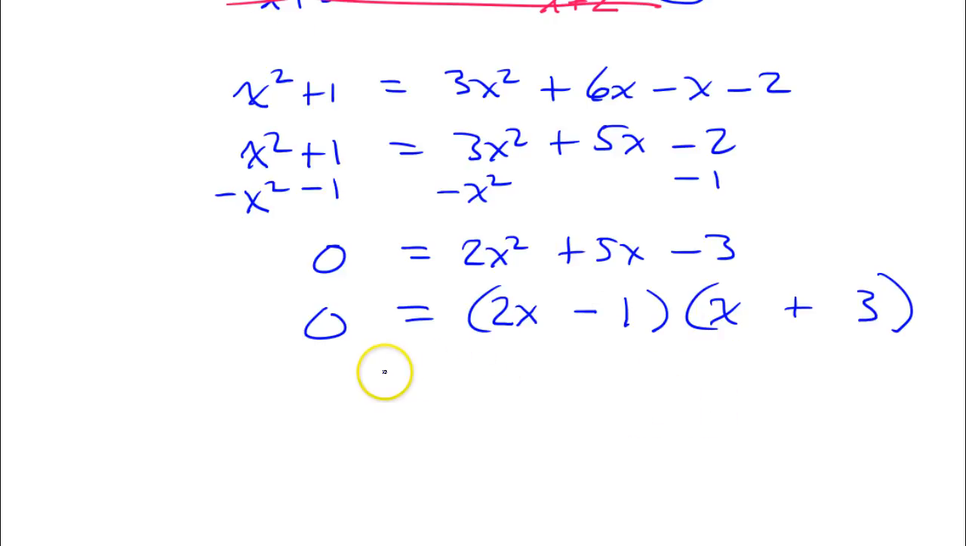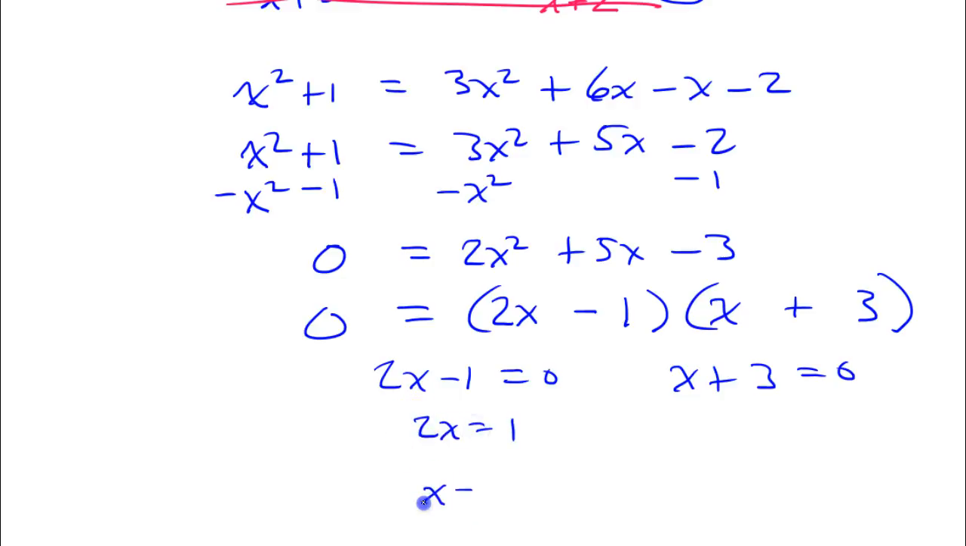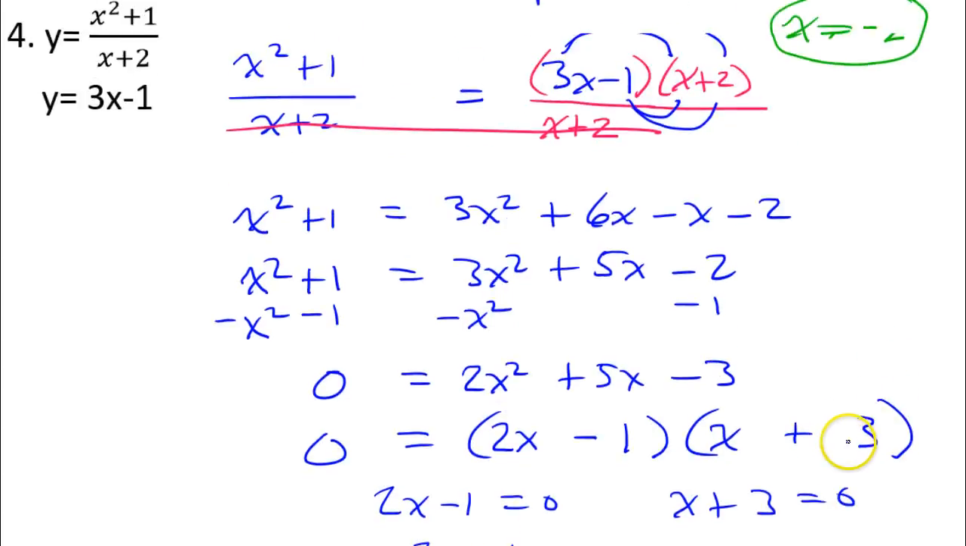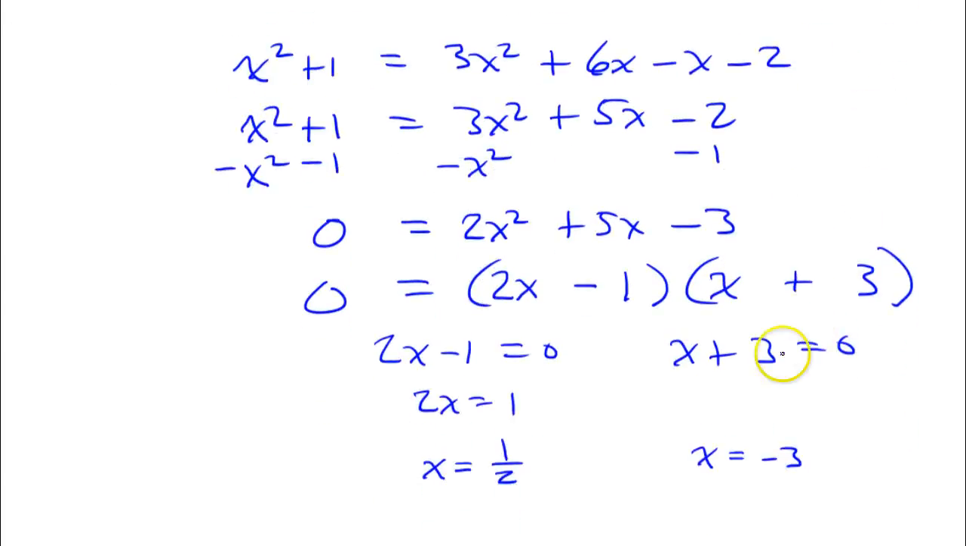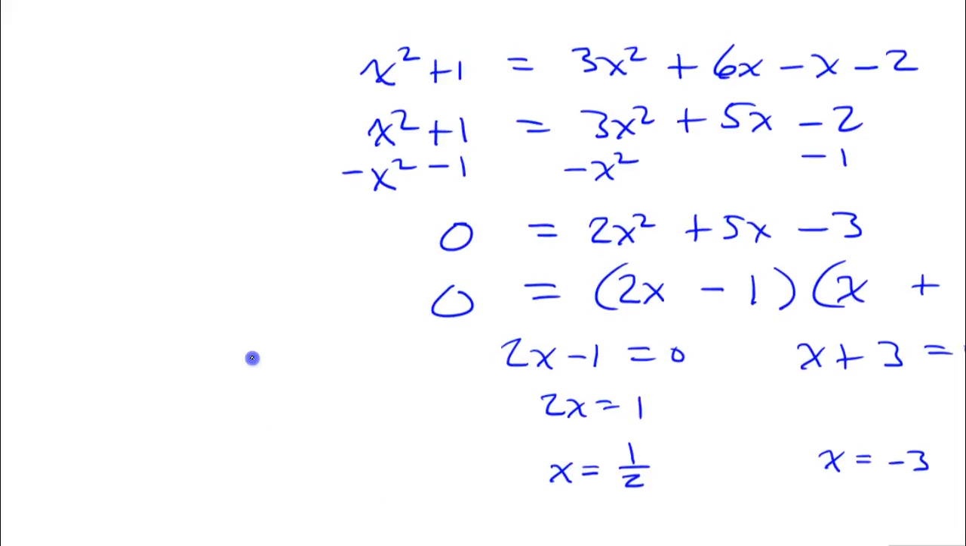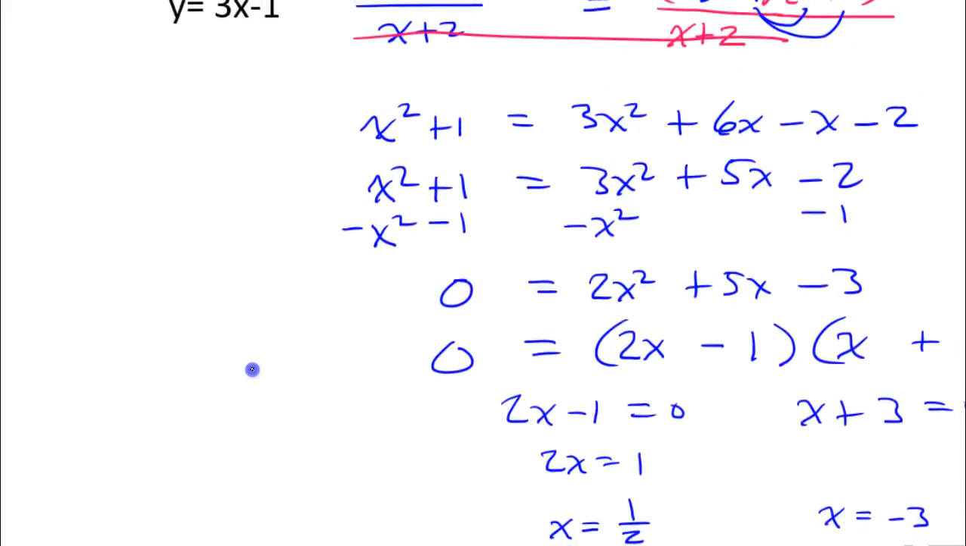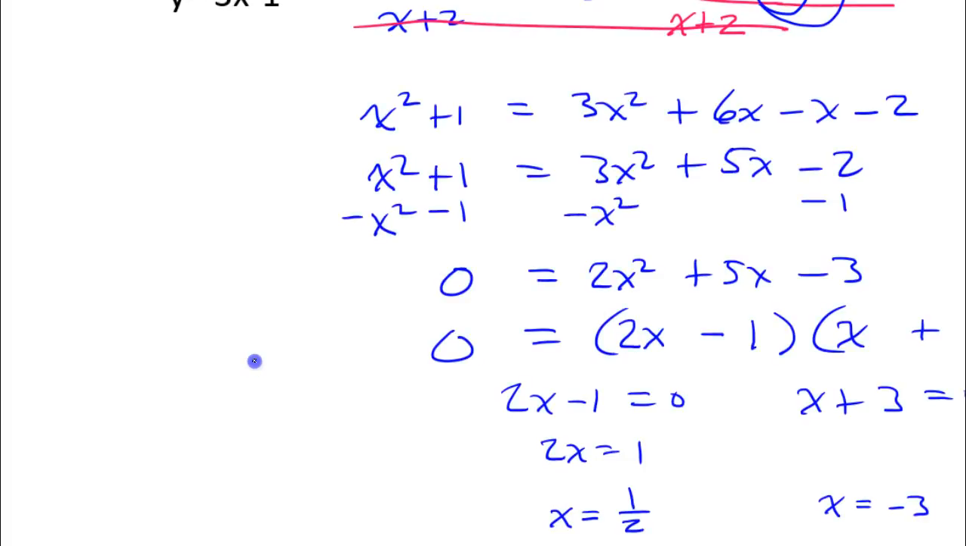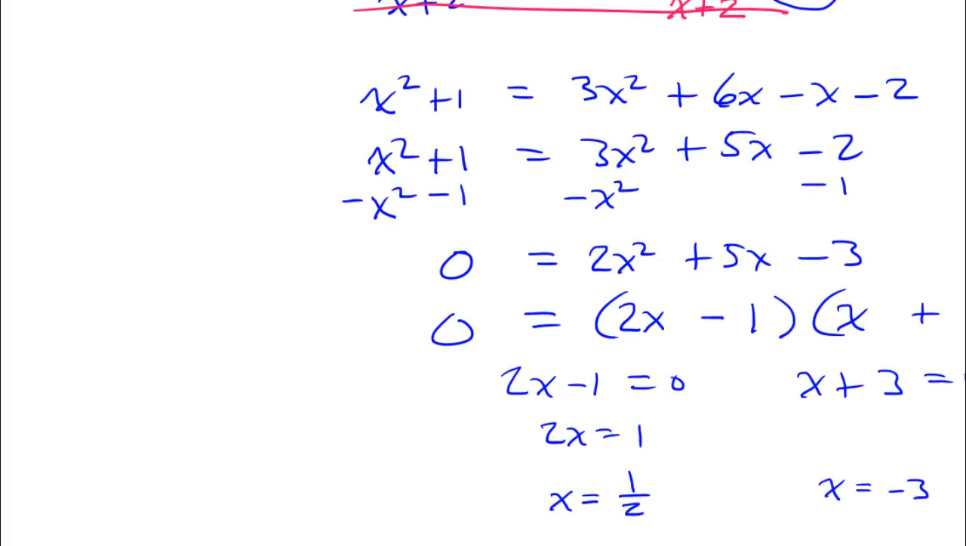To get the solutions here, we need to set each one of these factors equal to 0. So this will give me 2x equals 1, x equals 1/2. And from this, I get x equals negative 3. Are either of these excluded? See, negative 2. No, these are both allowed. So far so good, but we're not finished yet. Can I get this all on the screen at one time? Not quite. So we need the y values that go with these x values.